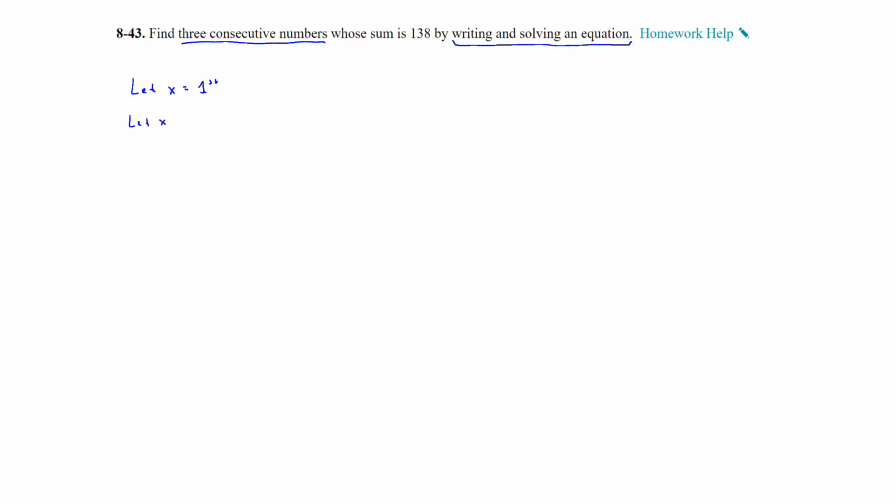And then if x is our first number, then our second number is going to be one more than that. So let x plus 1 equal the second number. And since we're looking for three consecutive, then x plus 2 would be our third number. And so just so we understand, if x was 3, then x plus 1 would be 4, and x plus 2 would be 5. So that would be our three consecutive numbers. So if we know that the sum is 138, we can set up an equation. x plus x plus 1 plus x plus 2, so we're adding the three numbers up, is equal to 138.